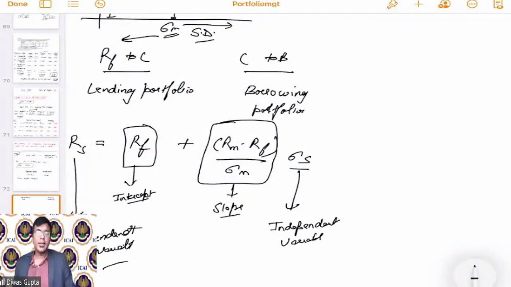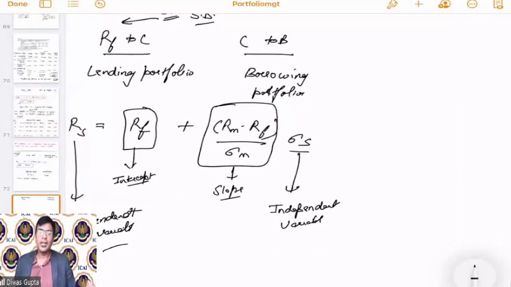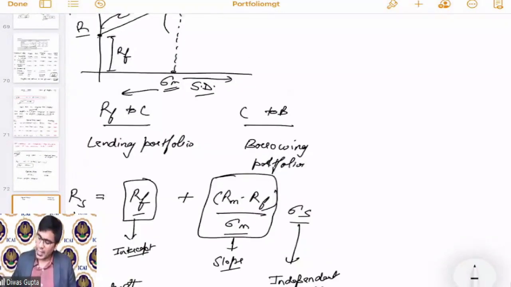Okay, students. So this is what I'm trying to say: in this capital market line, this is the equation of the line. If the question comes up, what is the capital market line equation, we can plot the RF and these details, and keep standard deviation of S and return of S as the two variables. Okay, this is what the capital market line is.